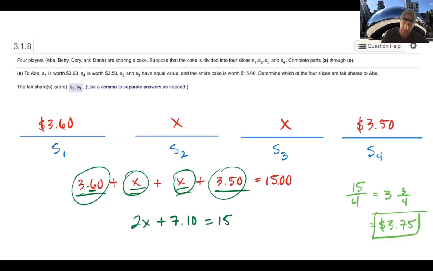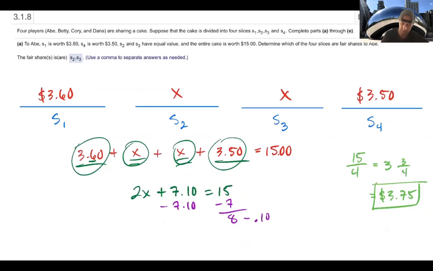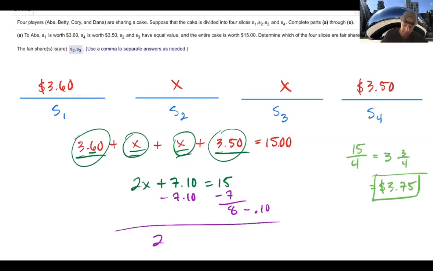Now I'll subtract the $7.10, starting with the 7 bucks. So 15 minus 7 is 8, and then I'll subtract the 10 more cents to get a total of 2x on one side, because the $7.10 canceled out, and that would be equal to $7.90, which again we know is going to go in equally.